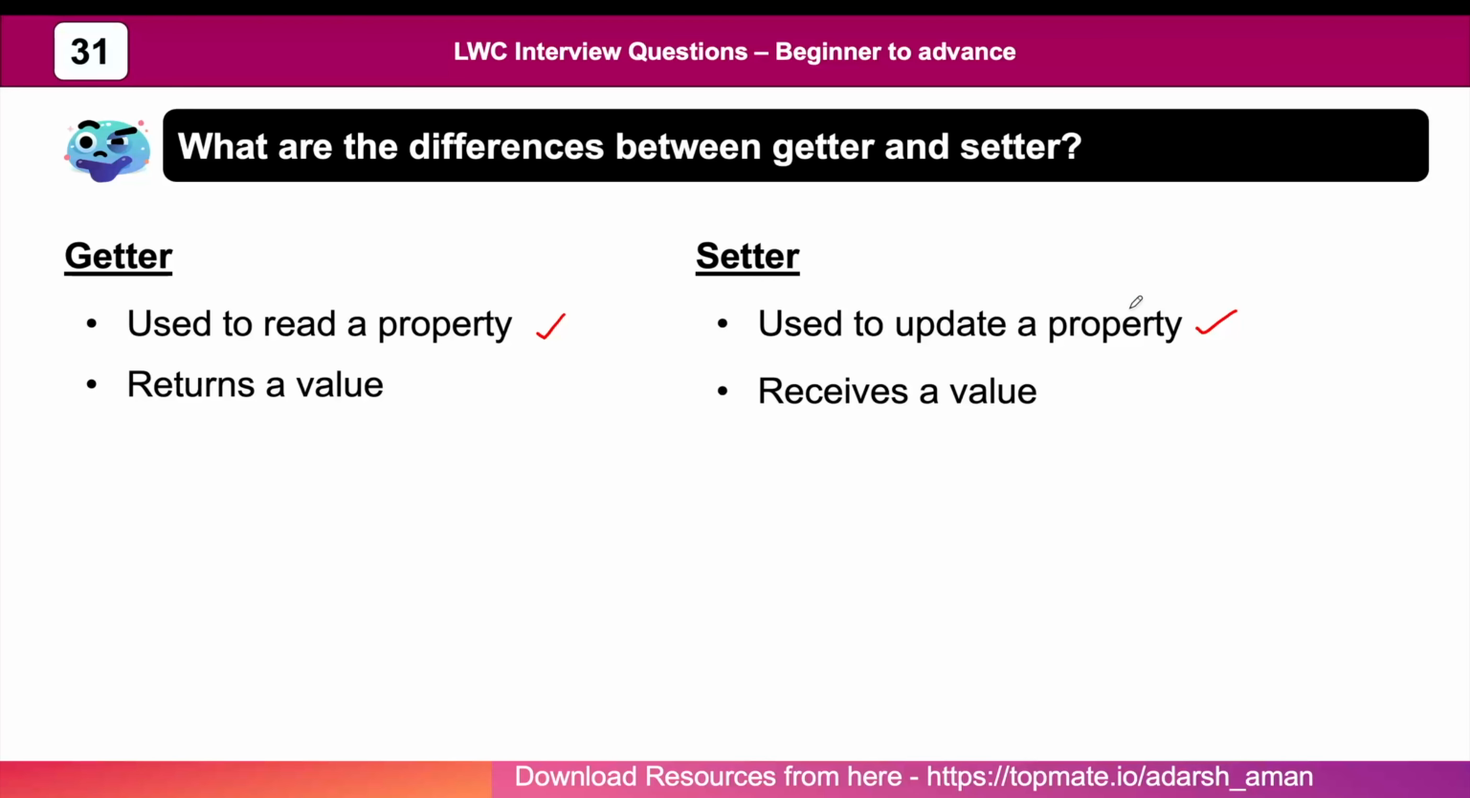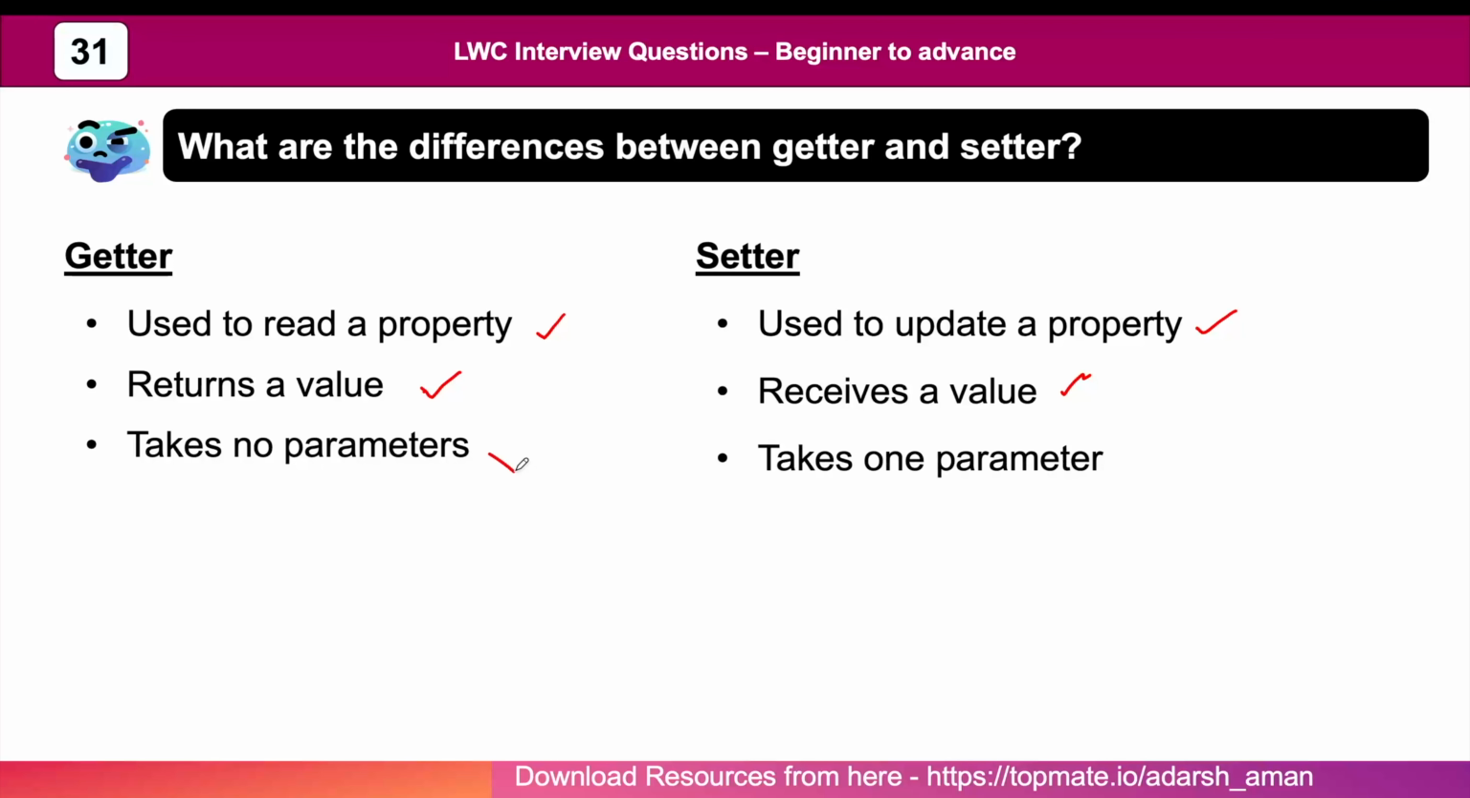A getter only returns a value, right? We have seen that if we want to fetch the full name, it will only return the full name. But a setter receives a value, like it will receive a value from the parent component. Whatever we are sending, the setter receives it, updates it, and shows it on the UI. A getter takes no parameter, we have seen we don't add any parameter. In a setter we need to add one parameter, like if something is being passed from the parent, we need to take that as a parameter. So it takes one parameter.